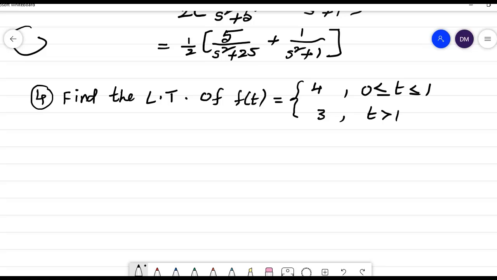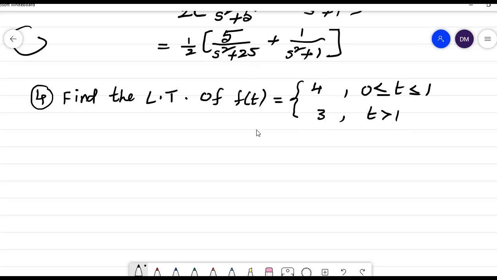Here listen to me. In the last three problems, the range is just t greater than 0. That's why we used the Laplace transform of a standard function formula and simply completed the solution. But here we have two values for f of t. In the range 0 to 1, f of t value is 4, and in the range 1 to infinity, f of t value is 3.